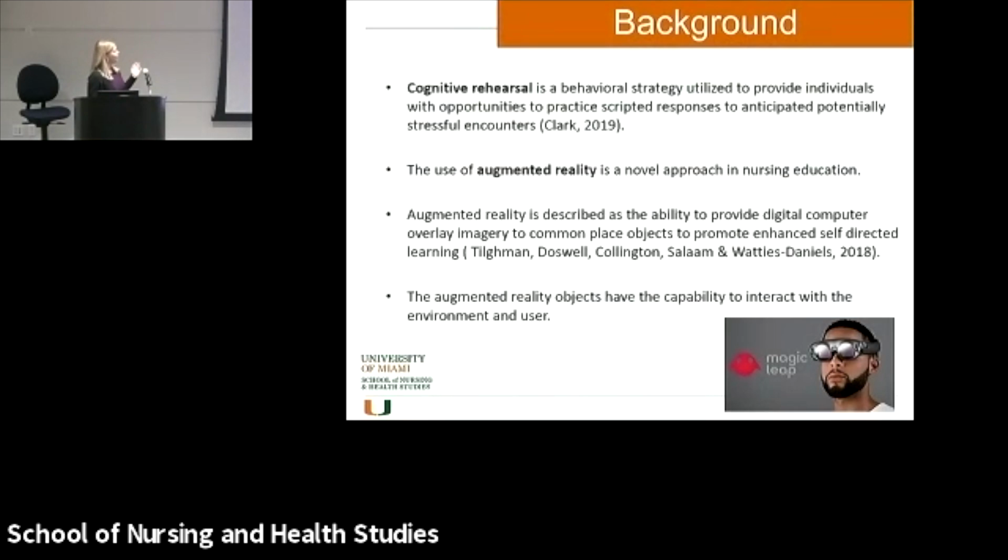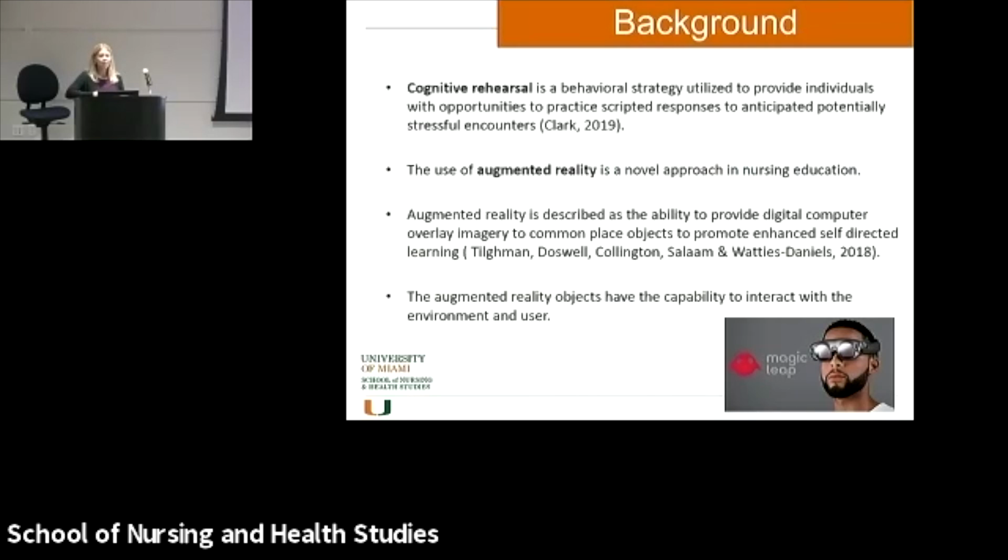So I talked a little bit about incivility, but cognitive rehearsal is a behavioral strategy that is utilized to allow someone to basically practice scripted types of responses. It's been used by Cynthia Clark quite a bit. She does a lot of research on incivility in healthcare. And the purpose of cognitive rehearsal, again, is to provide tools and strategies for, in this case, the targeted audience, which at least initially will be the pre-licensure BSN students, the opportunities to respond to this incivility.